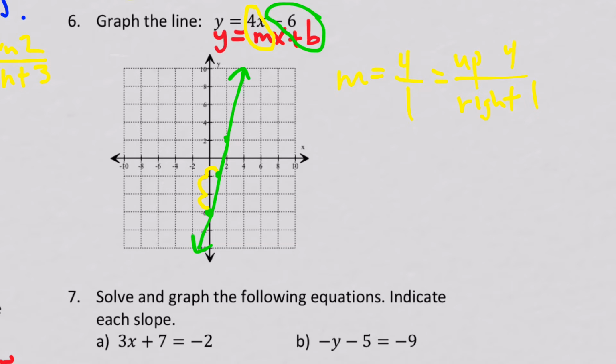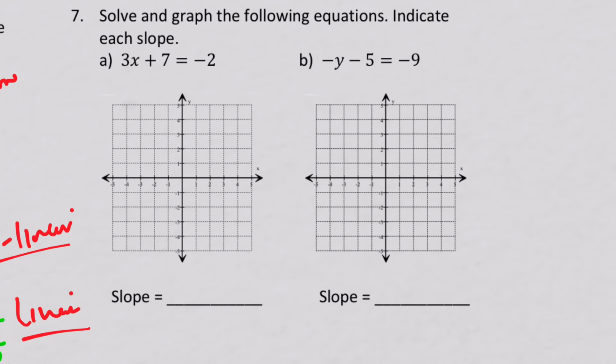And there you go. Number 7, solve and graph the following equations, indicate each slope. So in this case, I want to isolate, for example, the x variable. I'm going to just use my algebra skills, and to cancel a positive 7, I'm going to subtract 7 from both sides. So I get 3x equals negative 9.